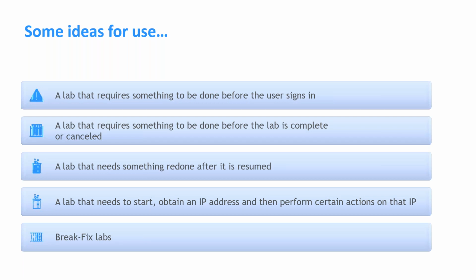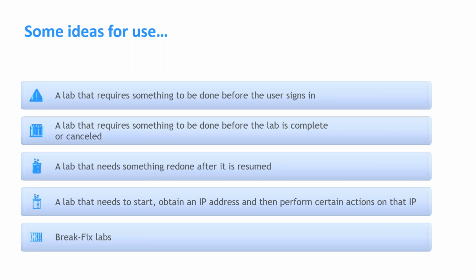An example of a lab that needs to start, obtain an IP address, and then perform certain actions on that IP address. We even have a trigger that's specifically for when the lab obtains an IP address. And then last but not least is an example, and these are just meant to be things to get you thinking. This isn't a limitation.